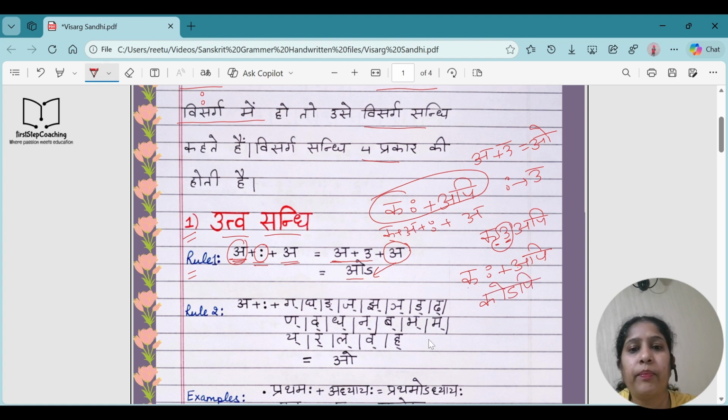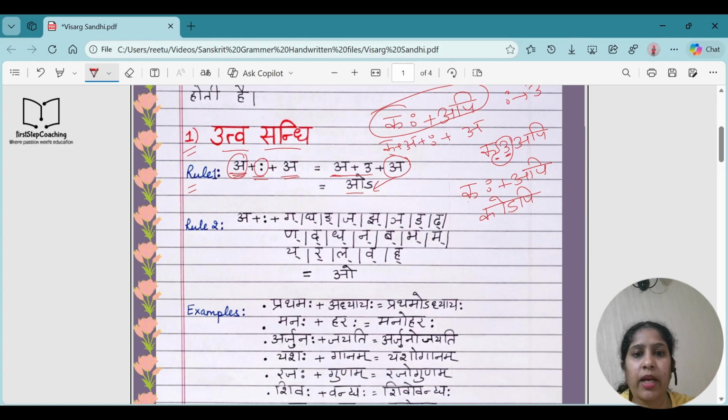Easy. Let's go for the second type of rule. I think I have given the example for this one too. If you see this first example, this is prathamaha and adhyayaha. Prathamaha ends with a and a visarg, and then the second word starts with a. Together, a and visarg become a plus u, and then a. So a plus u becomes o and a changes to avagraha. That's why it became prathamo and then adhyayaha.